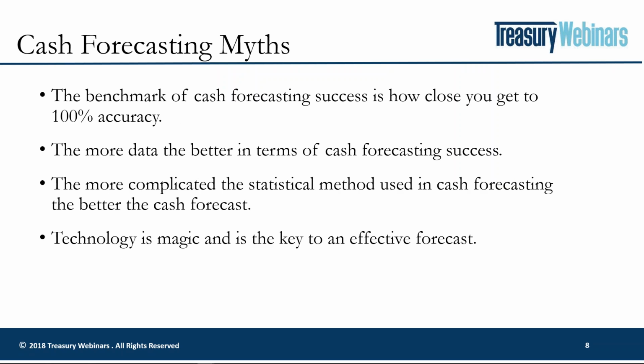So some of the forecasting myths might be old to some of you that have been in Treasury and Finance a while, but they still exist, because when I go to AFP conferences, Treasury Management conferences, I still have some of these come up in my conversations. So one myth is the benchmark for success is how close you get to 100% accuracy. Well, almost without doubt, that is not even possible. So what I say is that you need to get to the level of accuracy that impacts your decisions.